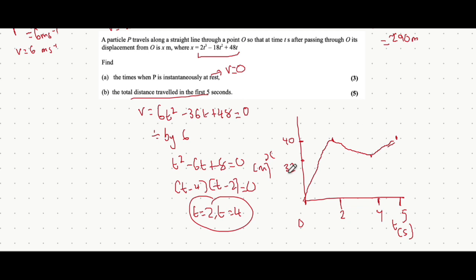No, actually, it's not. It's this distance that it travels initially, 40 meters, but then it travels another 8 meters while it changes direction, and then it changes direction again where it travels another 8 meters. So the total distance traveled is 40 plus 8 plus 8, which is 56 meters. And that's your answer to this question.